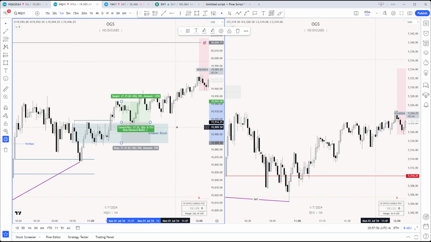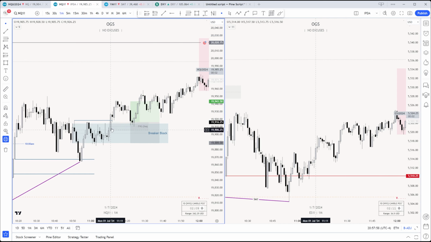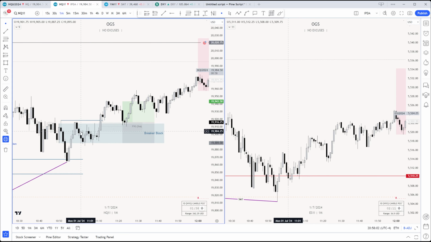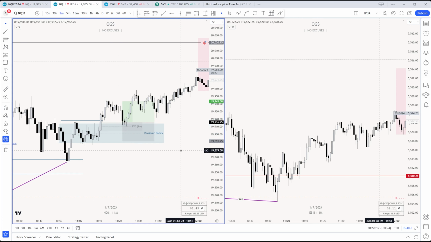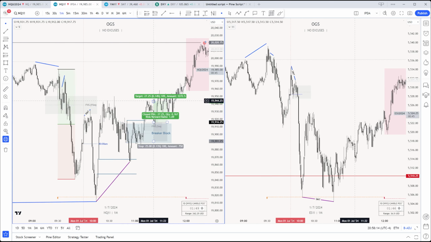Now, if we look at the stop placement, you would have had a fair value gap. You have an inverted fair value gap right here, if you see it, through the form of a balanced price range as well, through the 1 tick. And you have another fair value gap below. So my stop would be at the low of this candle, 25 handle stop, nice clean number.